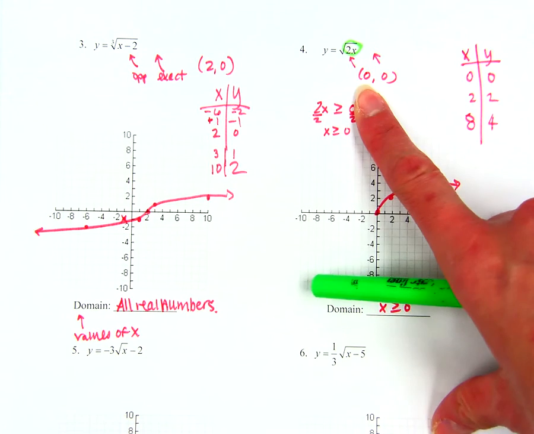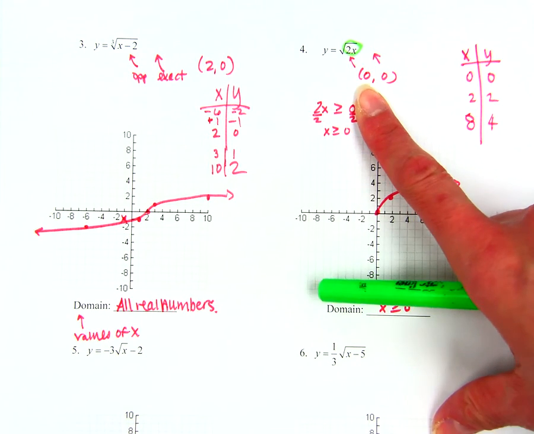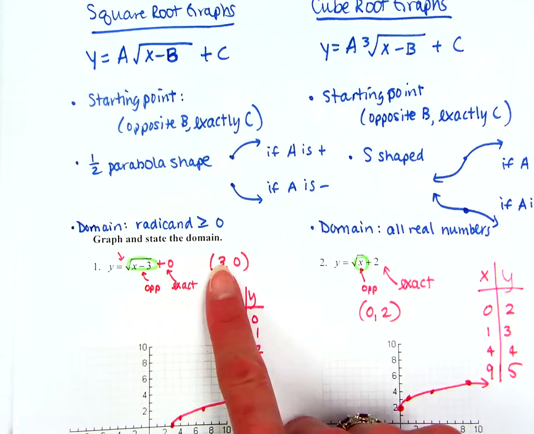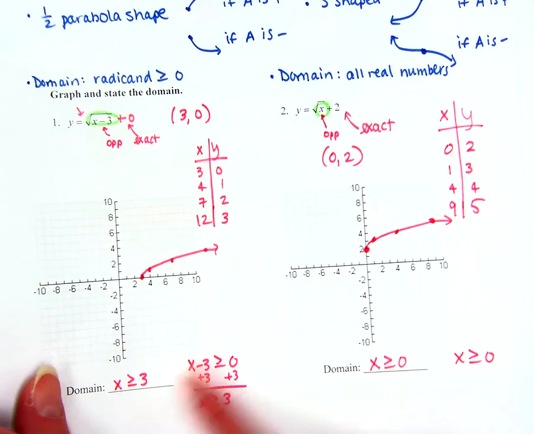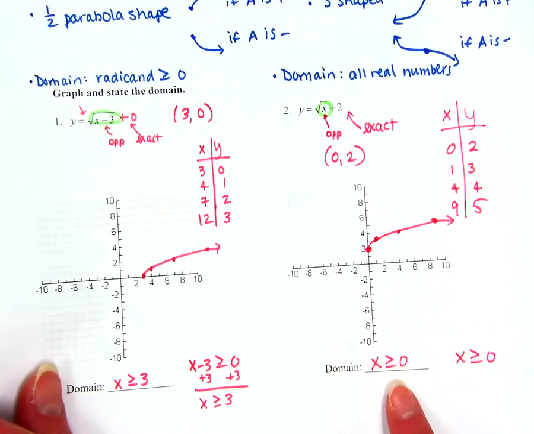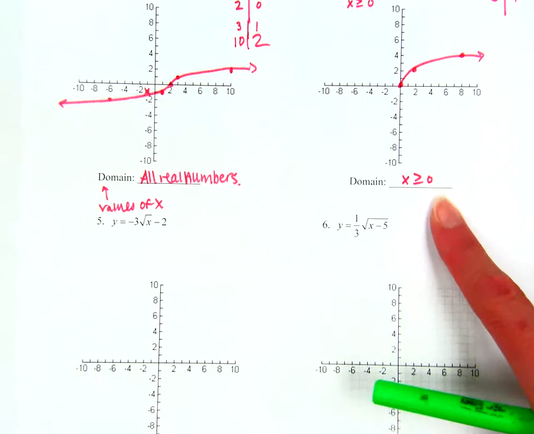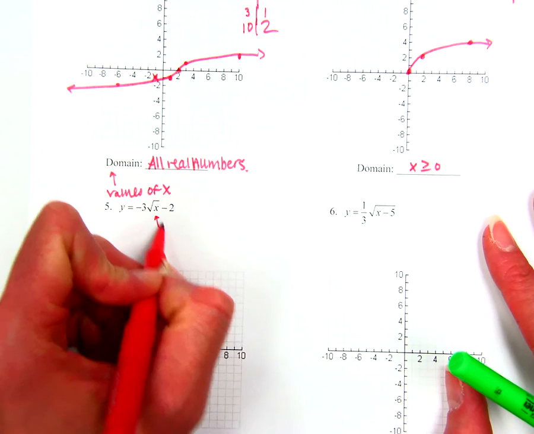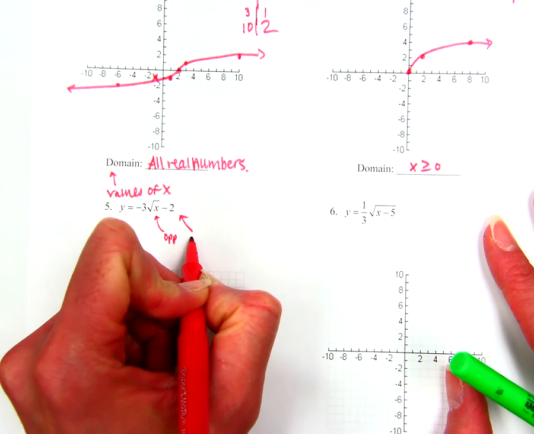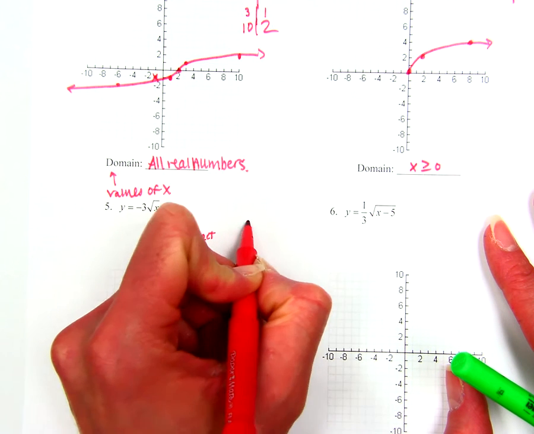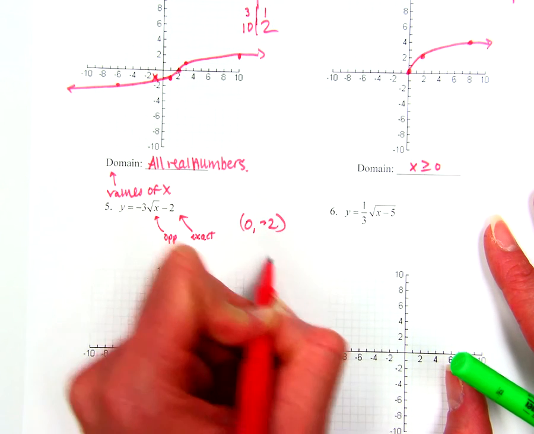Also notice that it's always been our x coordinate of our starting point. Right? This was 3, so my domain was greater than or equal to 3. Here this was 0, so my domain was greater than or equal to 0. This is 0, so my domain is greater than or equal to 0. All right, so I'm going to look at my opposite of the number that's next to the x, exactly this. That tells me to start at 0, negative 2.